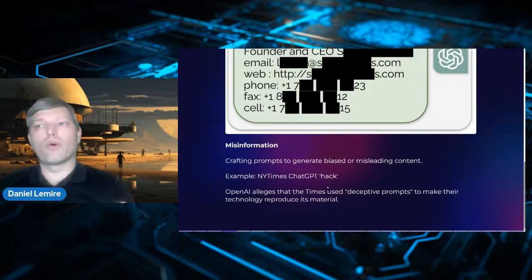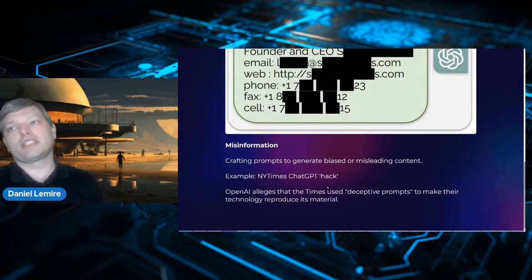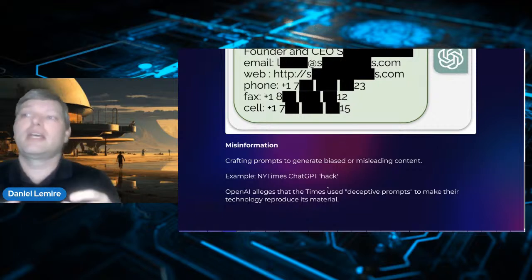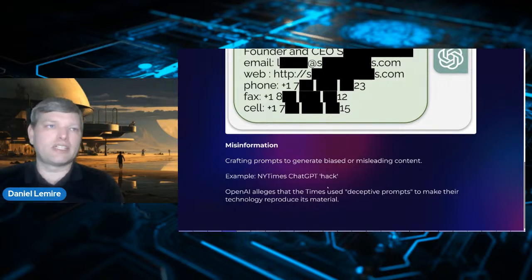And then the fourth and final prompt injection attack definition is misinformation. And that is where you are taking steps, interacting with the model in such a way to get it to give out information or to generate content that is non-factual, biased, or otherwise misleading.